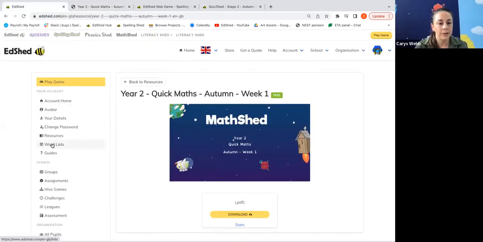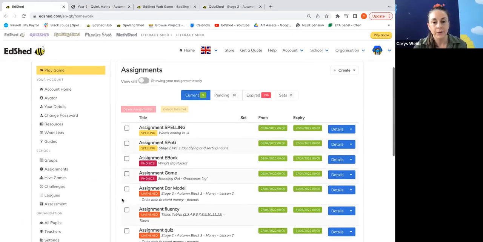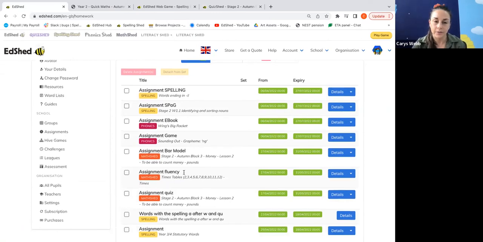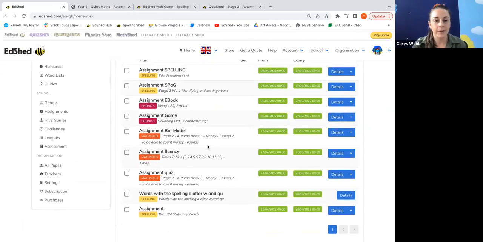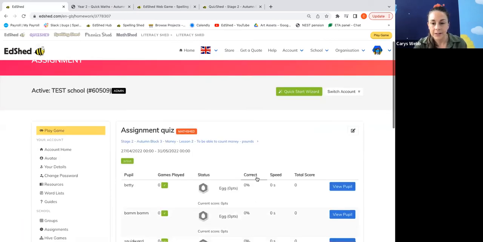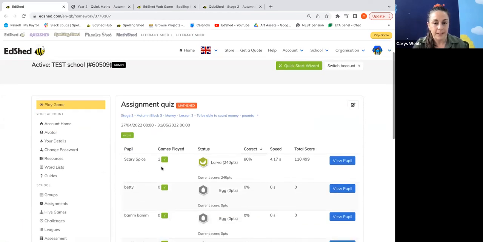And then what we'll look at next is how we can give work to pupils. So we call these assignments, and I've got all of the different subscriptions here because it's my test account. So we also have PhonicShed and SpellingShed. But if we look at MathShed, we can look at what it looks like if we've assigned some work to a pupil. So I've played as a pupil here already.